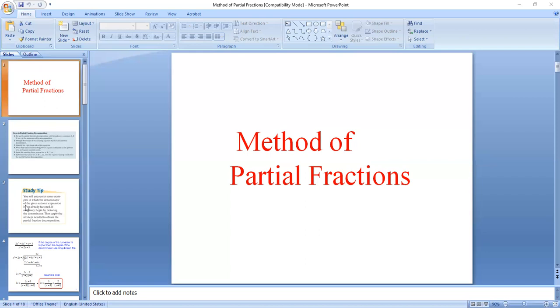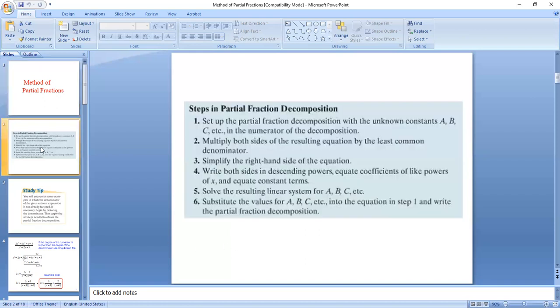Now, what would be then the process or the steps that you need to look into and use? That way you can solve that particular integral using the method of partial fractions. I will read the steps to you. It's in here.